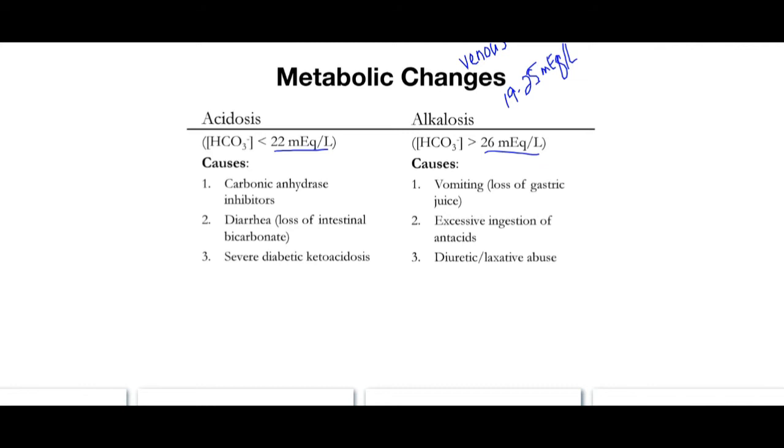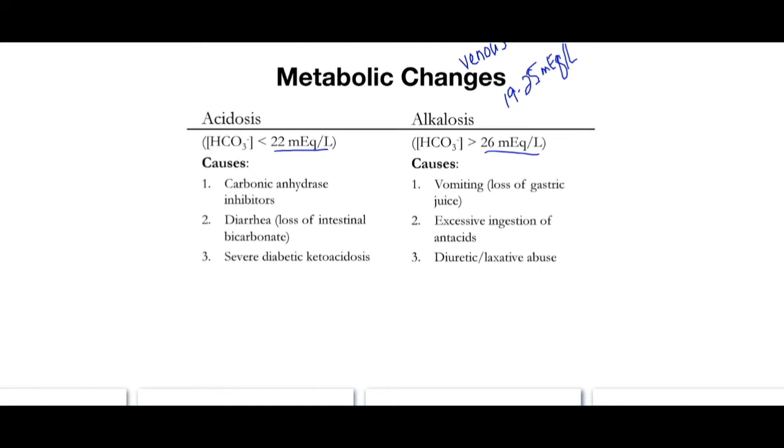Anything that goes above that concentration of 26 milliequivalents per liter means that you have alkalosis. All right, so this specifically is a metabolic problem. Your respiratory problem is acid or base because of changes to carbon dioxide partial pressure or concentration in the blood. For bicarb, that concentration can fluctuate as well, and it can cause acidosis or alkalosis depending on the degree to which that change occurs. If you have acidosis, these are some examples of what can cause that.